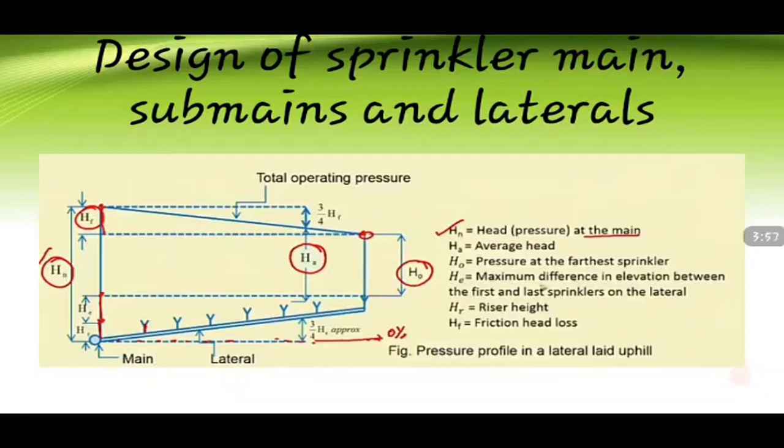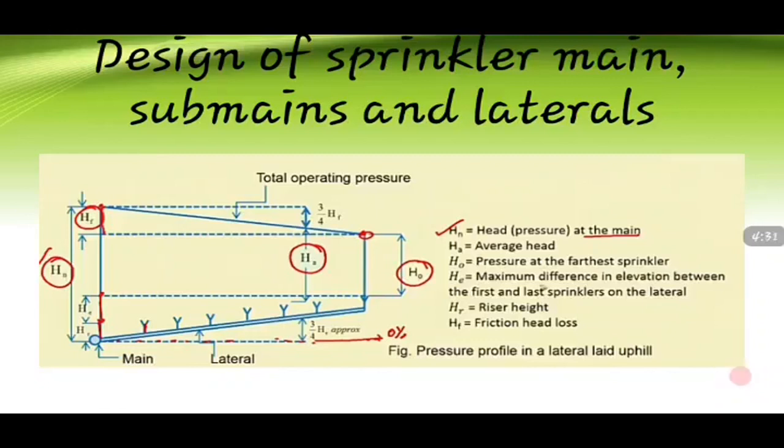HE is the maximum difference in elevation between the first sprinkler and the last sprinkler on the lateral. As you can see here, the difference between the first and the last sprinkler on the lateral is HE. HR is the riser height, which is the height of the first sprinkler in the lateral line. HF is the friction head loss.